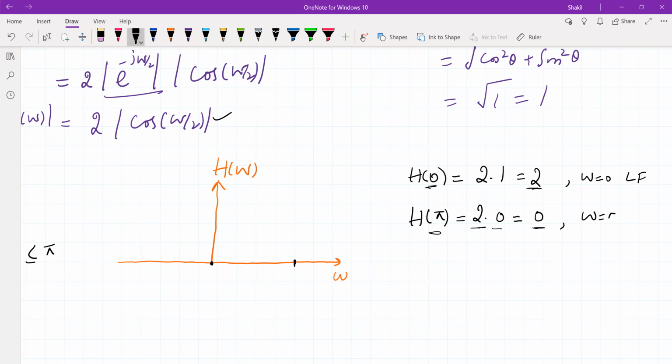Similarly, omega is equal to pi. I said the highest frequency that you can have in discrete time is pi. So if this is the highest frequency, you can say this is high frequency. See what is going on? What is the system doing?